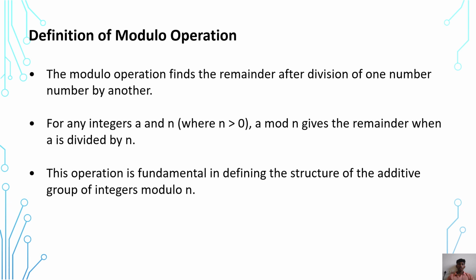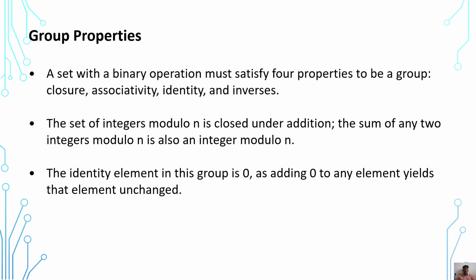Definition of modulo n operation. The modulo n operation finds the remainder after the division of a number by n. For an integer a and an integer n, where n is greater than 0, a mod n gives the remainder when a is divided by n. This operation is fundamental in defining the structure of the additive group of integer modulo n.